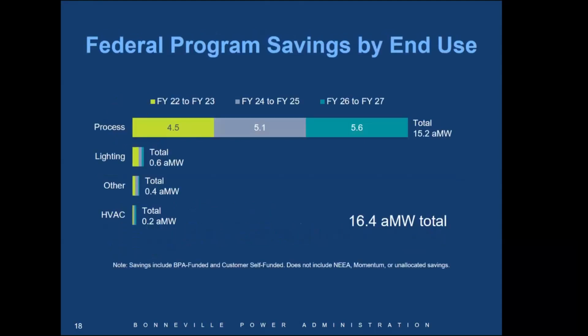We take a look at those numbers a little bit closer. Again, the federal program, given that most of this load that we're referring to as federal here are irrigation districts. That process column row is really the pumping for the irrigation districts, with a little bit of lighting, adding to the total savings of about 16 average megawatts over the 6-year time frame.